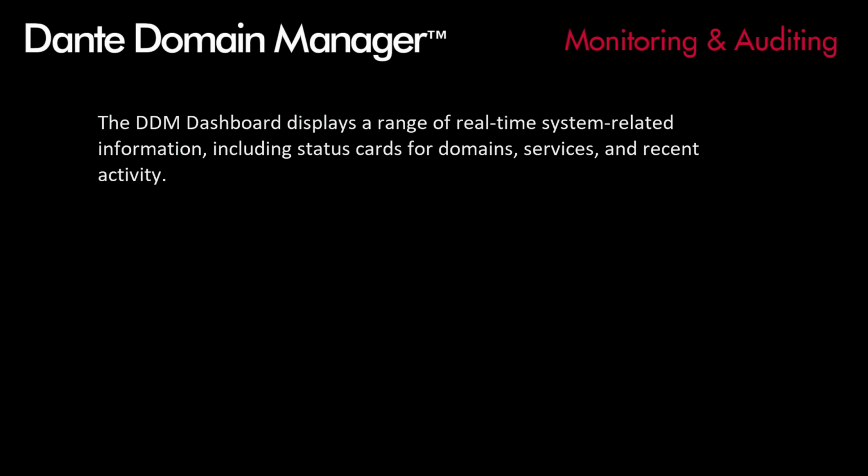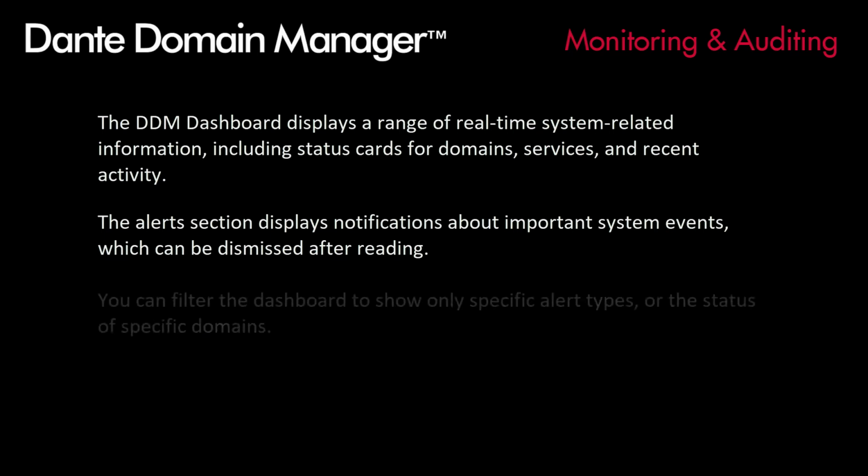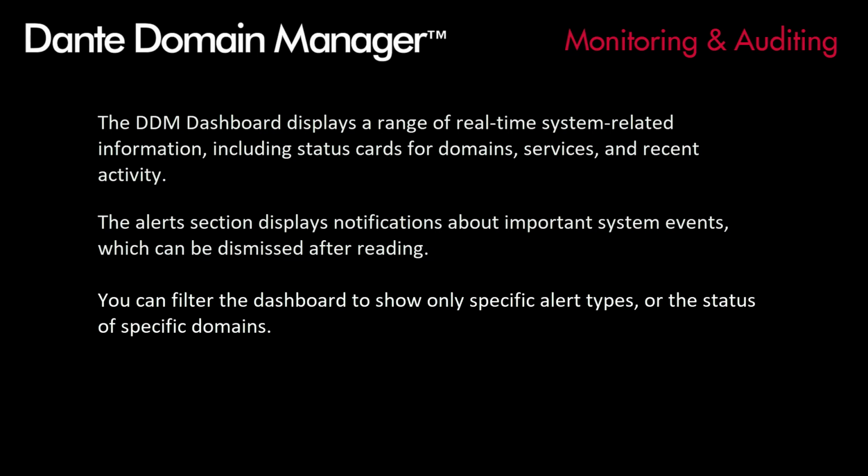The DDM dashboard displays a range of real-time system-related information, including status cards for domains, services, and recent activity. The Alerts section displays notifications about important system events, which can be dismissed after reading. You can filter the dashboard to show only specific alert types or the status of specific domains.